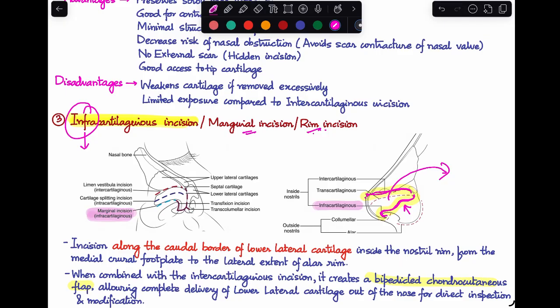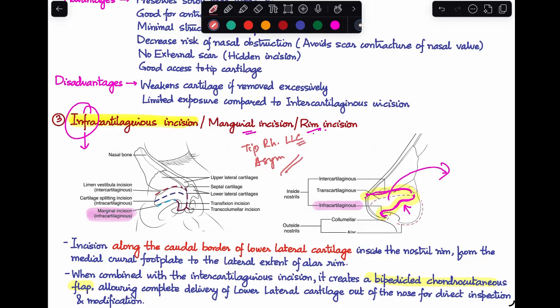Now let's try to understand some of the indications. If we are doing tip rhinoplasty, which requires full access to the lower lateral cartilage, this would be a good incision to go for. Second, if we have some kind of asymmetric tip or some complex tip deformity, and this can also help in the delivery technique for cartilage grafting.